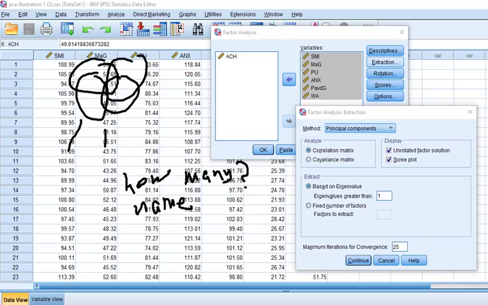The first question, how many components we should retain, has several decision strategies that one can adopt. In SPSS, you'll see that we have several things. We have a Scree plot, which gives us a visual way of representing the variance that's being accounted for in the measured variables, and I'll show you that in a second.